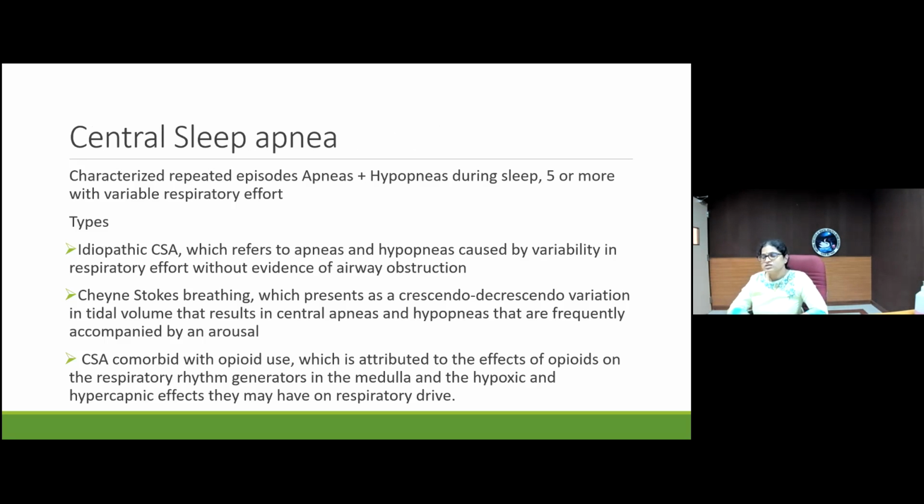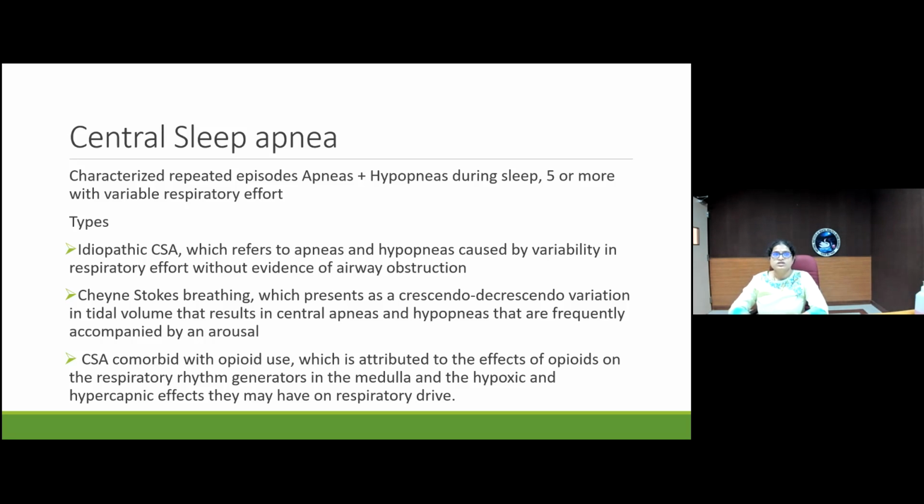So next, coming to central sleep apnea. We have now finished with obstructive sleep apnea. Now we'll move on to central sleep apnea. Central sleep apnea is characterized by repeated episodes of apnea and hypopneas during sleep, 5 or more such episodes with variable respiratory effort. Like what we saw in obstructive sleep apnea, the respiratory effort is not affected. The person still has some amount of respiratory effort that he or she puts in order to breathe or take in enough oxygen during sleep. Whereas in central sleep apnea, the respiratory effort is affected.